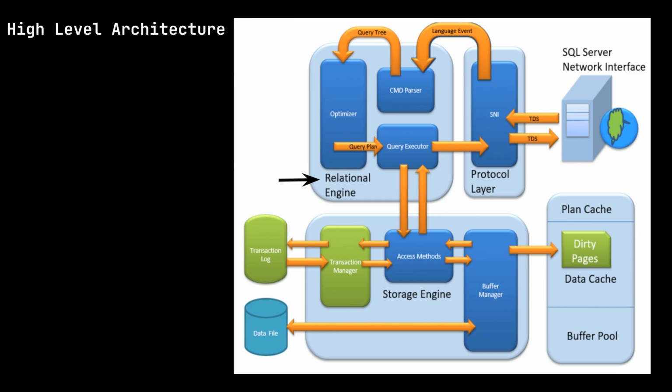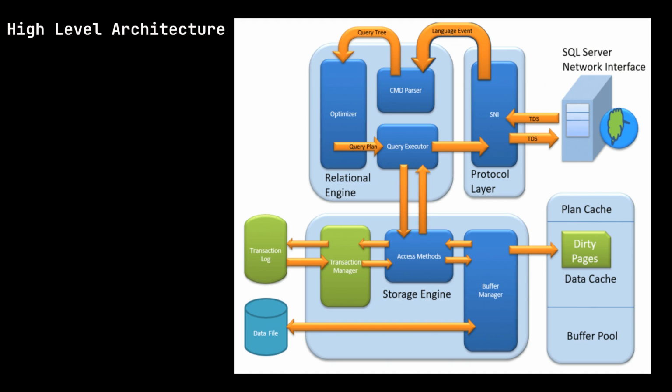database. The first component here is the command parser. The parser validates the SQL syntax and converts the query into an internal representation, often called a query tree. This query tree is then passed to the optimizer. The optimizer's job is not to run the query, but to decide how to run it. It evaluates multiple execution strategies, like which indexes to use, join orders, and access paths, and selects the most cost-effective plan based on statistics. The result of this phase is a query execution plan, which is handed over to the query executor. The executor follows this plan step by step and coordinates with the lower layers to actually fetch or modify data. At this point, control moves into the storage engine.